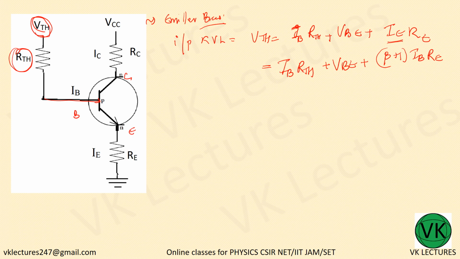Now from here we can find out IB. So what is IB equal to? IB equal to VTH minus VBE divided by RTH plus (beta plus 1) into RE.